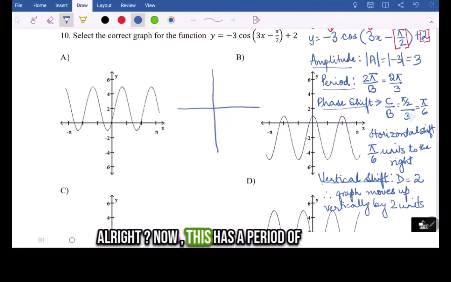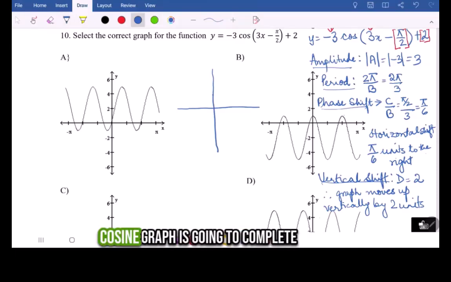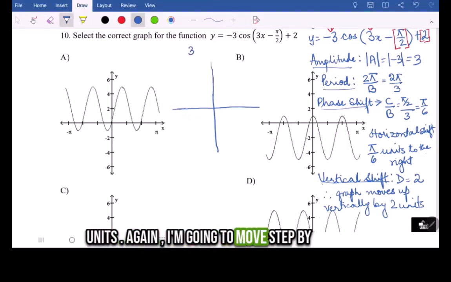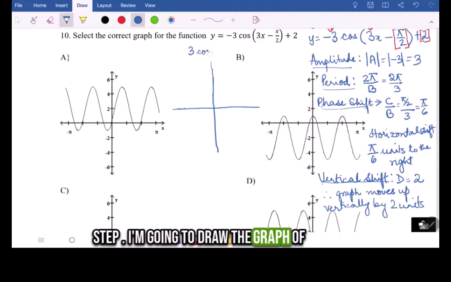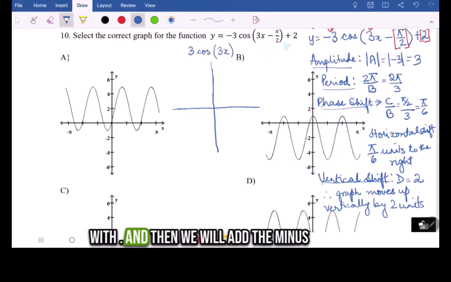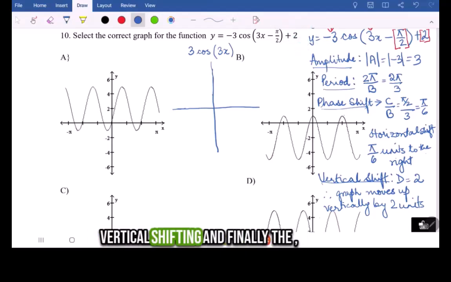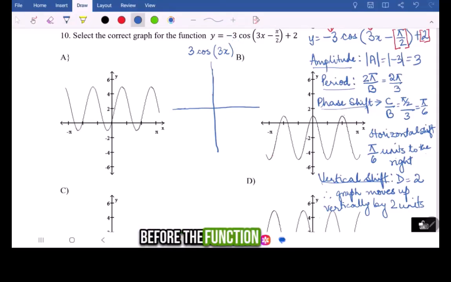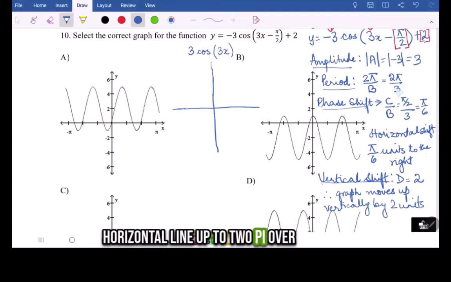All right. Now, this has a period of 2 pi over 3. That means the cosine graph is going to complete a cycle within a period of 2 pi over 3 units. Again, I'm going to move step by step. I'm going to draw the graph of 3 times cos of 3x to begin with. And then we will add the minus pi over 2, and then eventually the vertical shifting, and finally the reflection using the negative sign before the function. But I have to first scale my horizontal line up to 2 pi over 3.